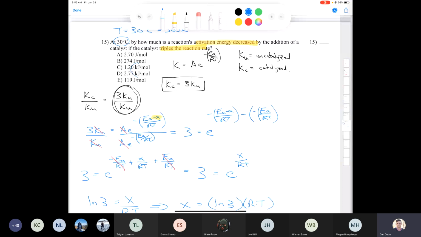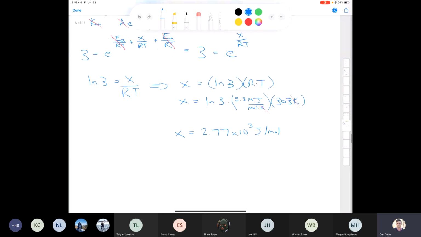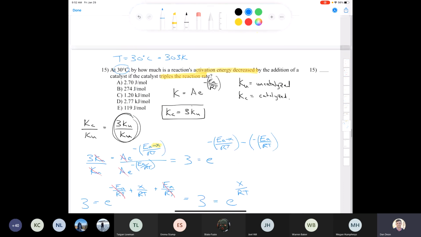You look at the answers, some of them are given in kilojoules, so I'll convert that into kilojoules as well. We know that there are 1,000 joules in 1 kilojoule, so if we divide this number by 1,000 joules per kilojoule, we end up with X being equal to 2.77 kilojoules per mole. And that is the final answer, 2.77 kilojoules per mole. All right, there we go.